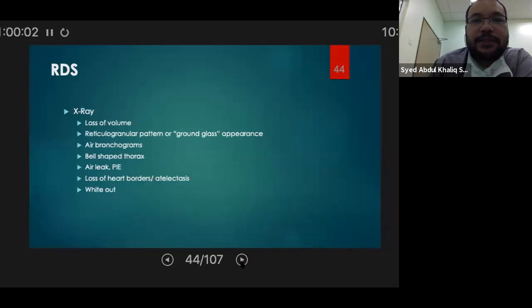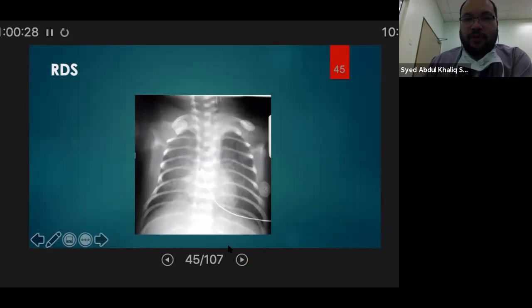X-ray, we can see the reticulogranular pattern or ground glass appearance, as we've discussed before. We can see some air bronchogram. They may be bell shaped as well. You can see some air leak, macam lumut, tapi small-small lumut, cystic changes or PIE changes. And then you can see atelectasis, lots of heart border, this will become white, and then white out, very severe RDS. Example of RDS, we've seen two X-rays before.